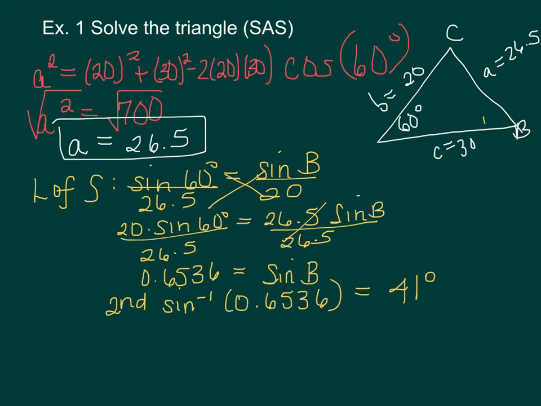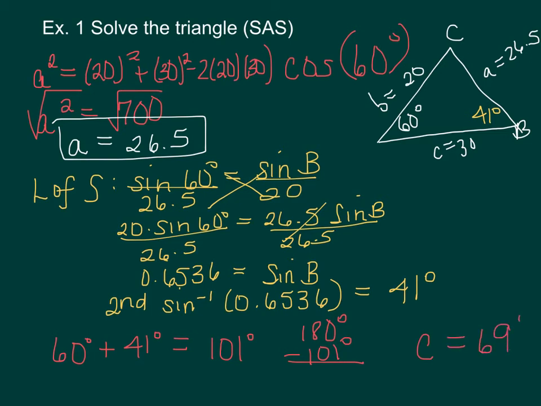And now, to get angle C, you would just add 60 plus 41, and that'll give you 101, and you subtract that from 180, and you'll get angle C is 69 degrees. And we have solved that triangle.